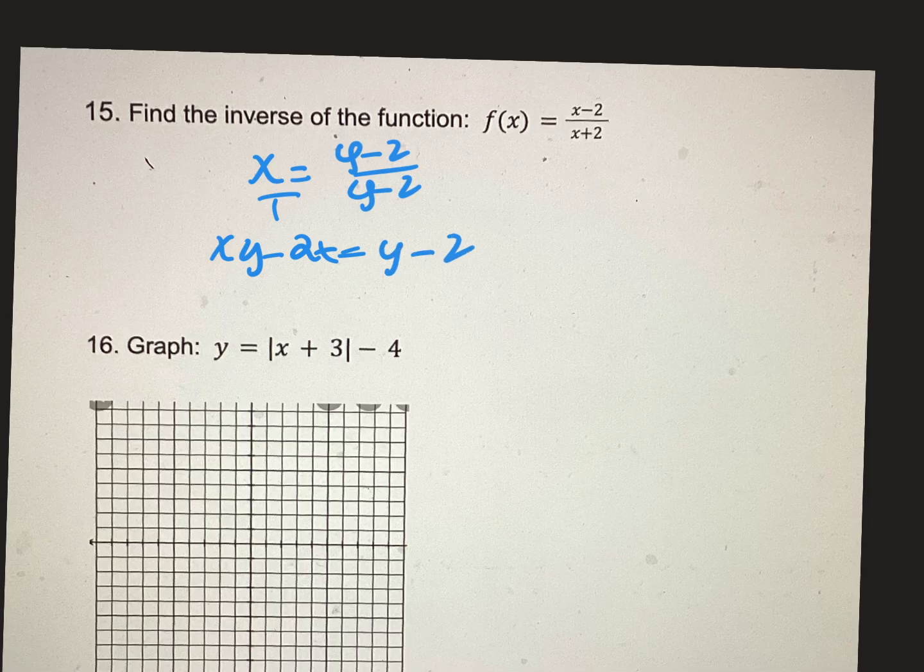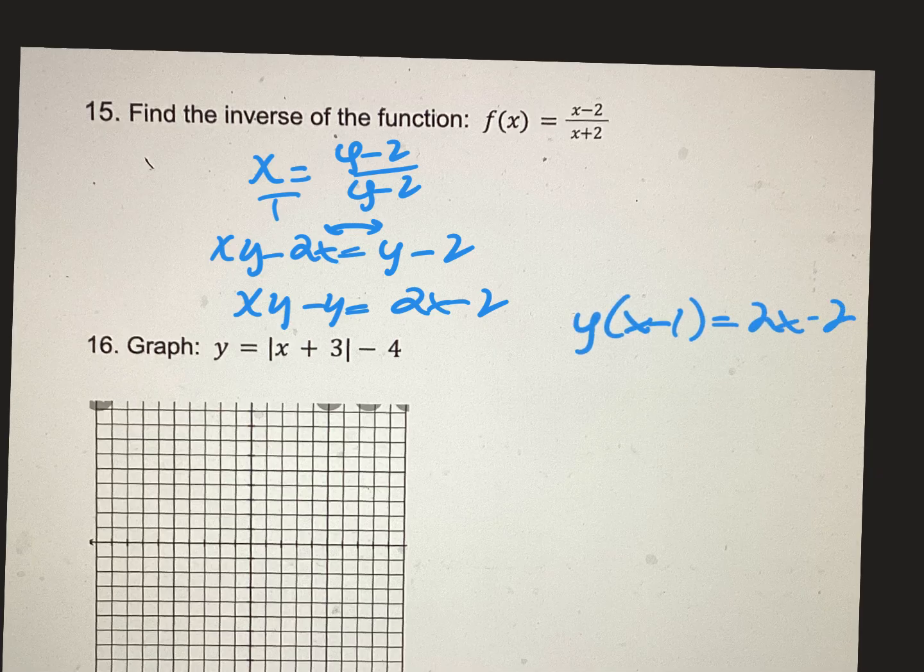1 times that top is y minus 2. You need to get your y's together. So I'm going to switch places with those two, which gives me xy minus y equals 2x minus 2. Factor out the y. If I factor out the y, I get y times x minus 1 is 2x minus 2. And then divide by x minus 1. If I divide by x minus 1, I get that right there. And remember, the y, when we're done, we're going to write it like that with function notation.